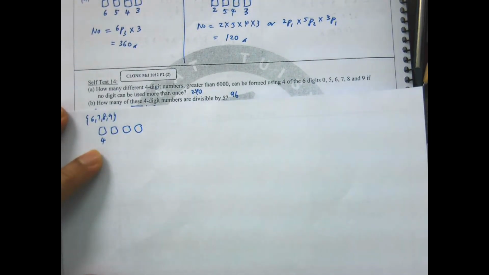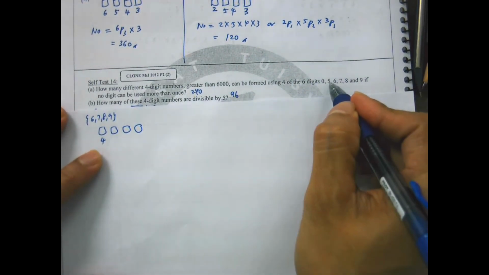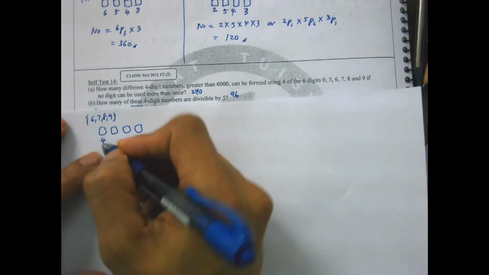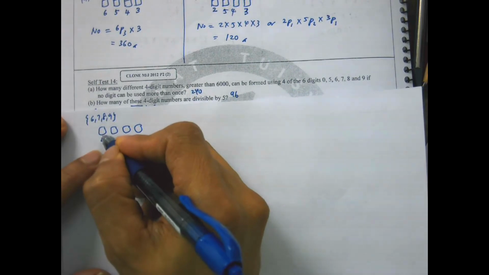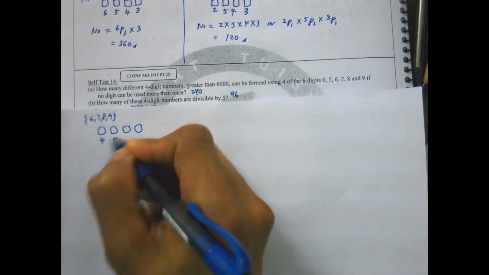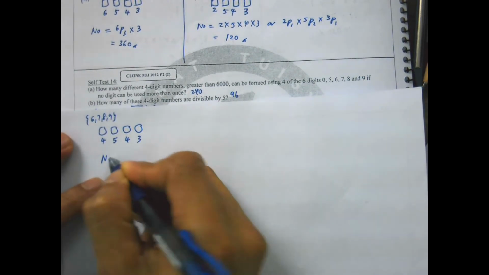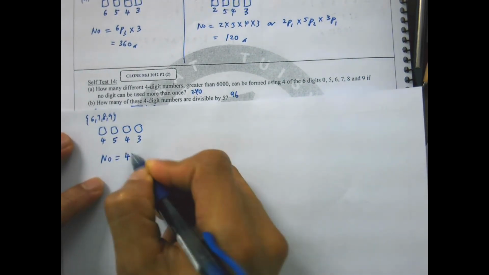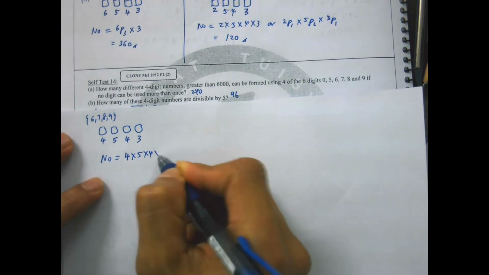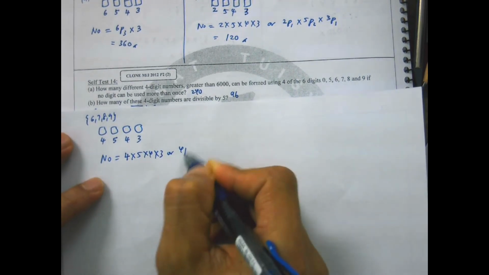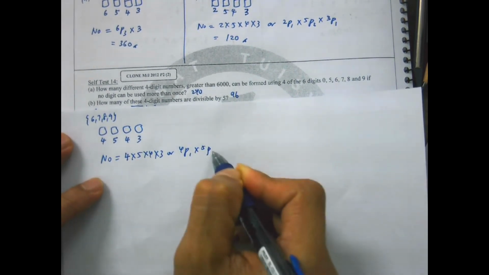Now, how many digits do you have in total? 1, 2, 3, 4, 5, 6. If you have 6 digits, I can choose 5 here. I've taken one out, left with 5. Then this is 4, this is 3. So the number of ways is 4 times 5 times 4 times 3. You can write 4 arrange 1, 5 arrange 3.